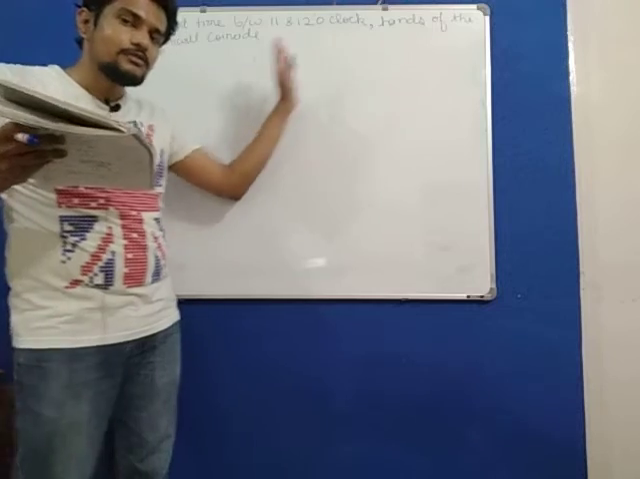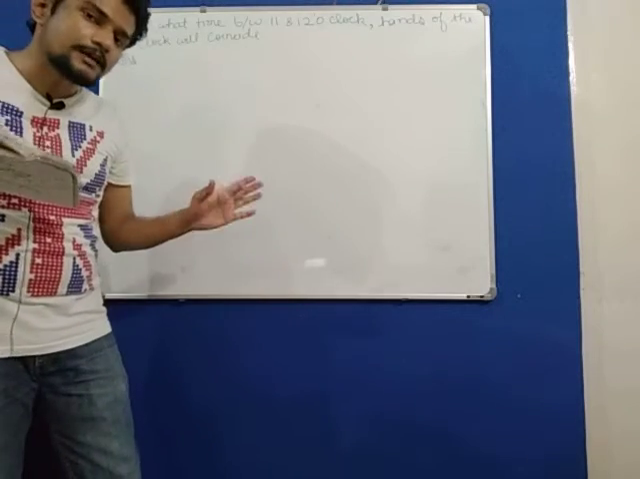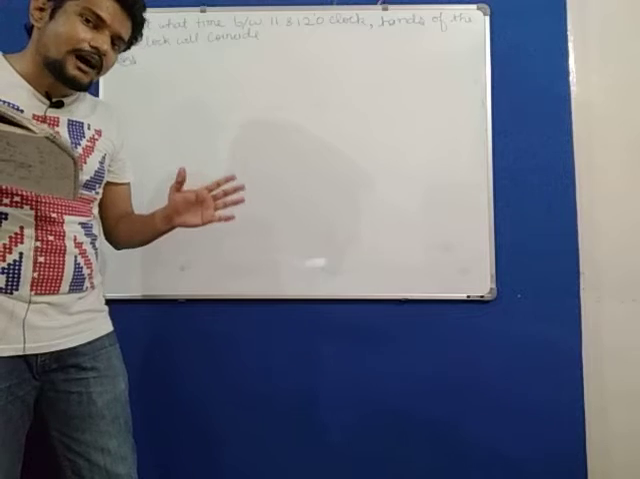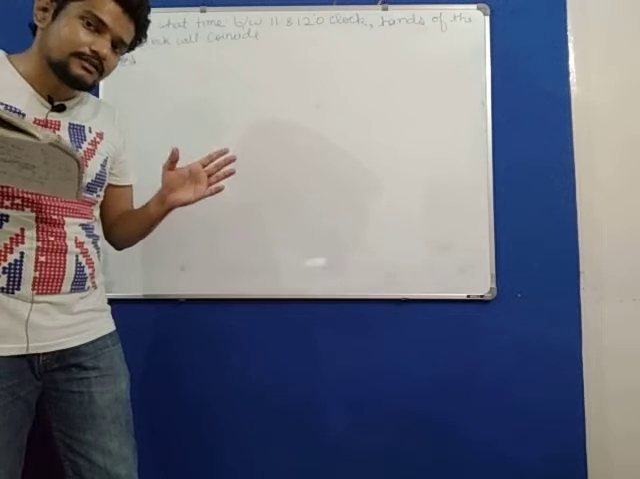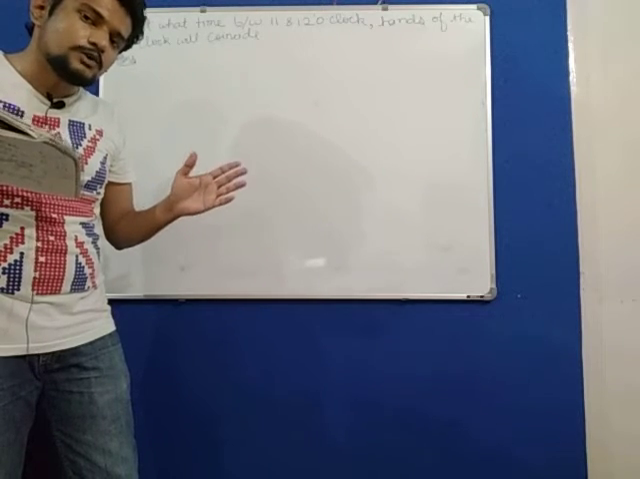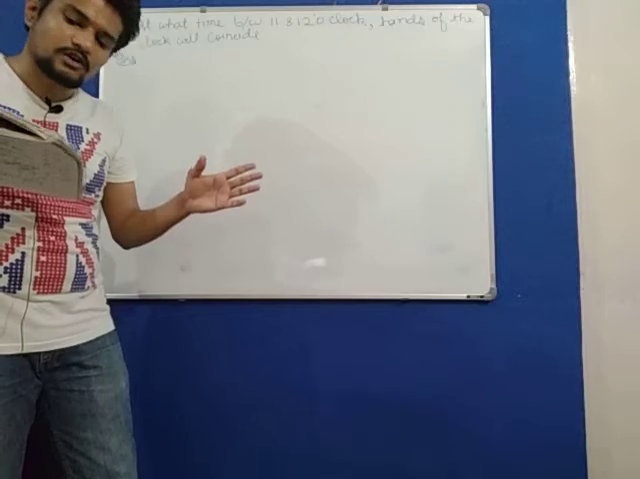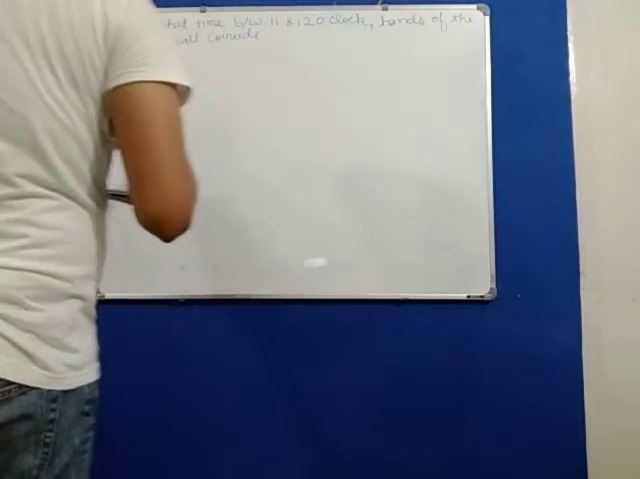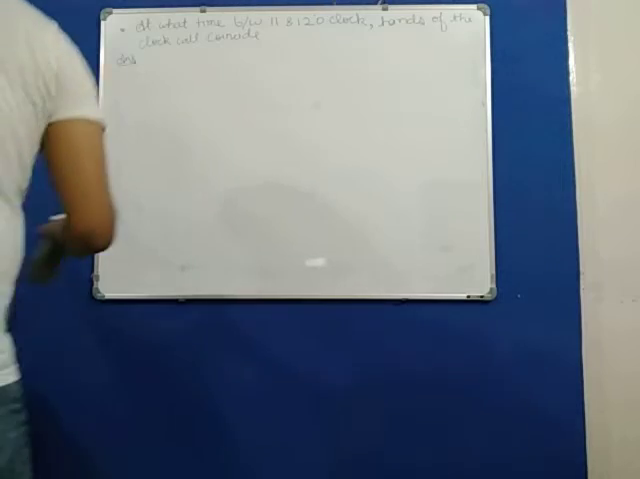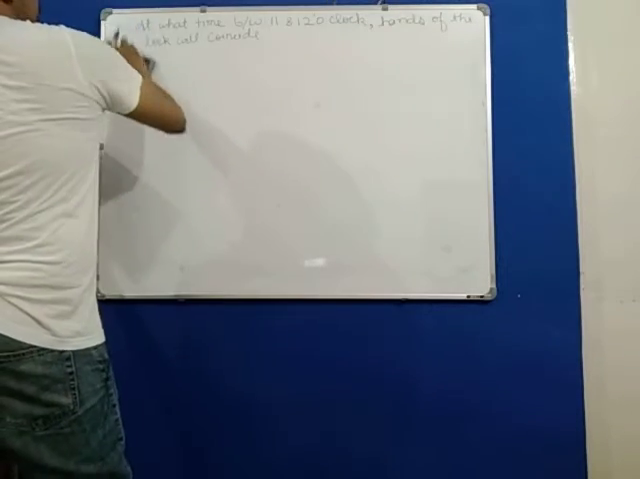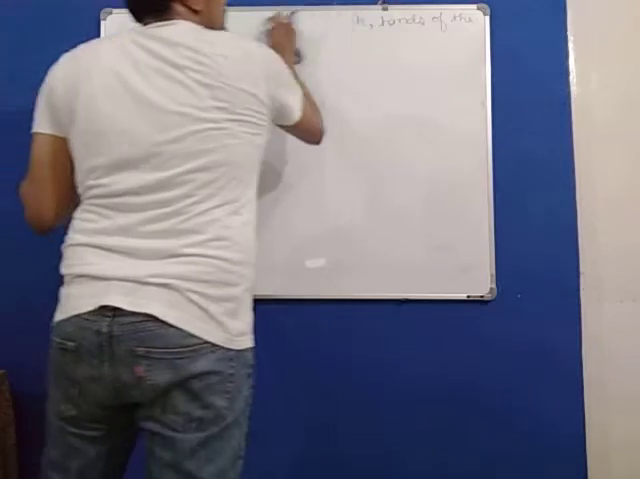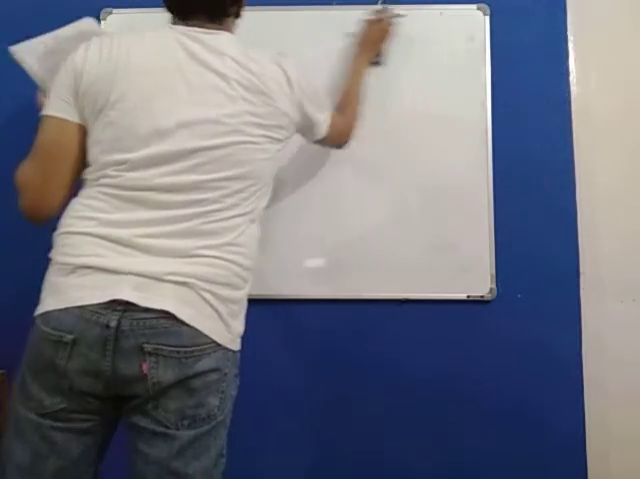That is why the answer to this question will be: there is no time between 11 o'clock and 12 o'clock at which the hour and the minute hand will coincide. Rather, the hour and minute hand will coincide exactly at 12 o'clock. Now we are going to do the next type, and that is when the minute and the hour hand are right angled to each other.